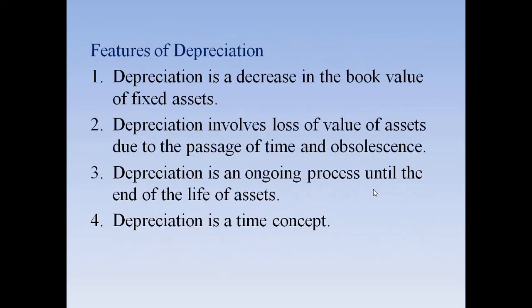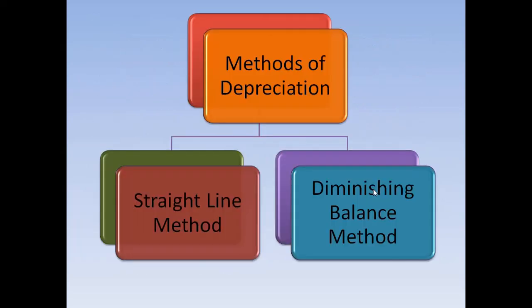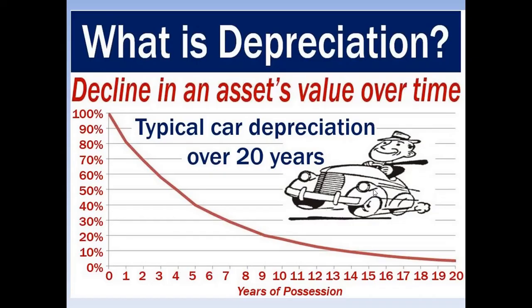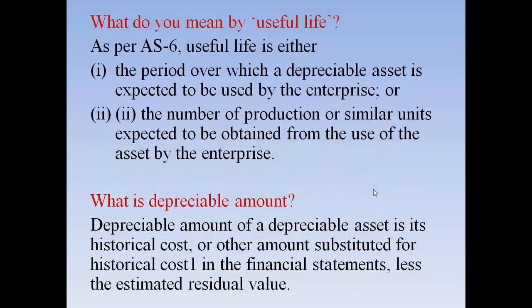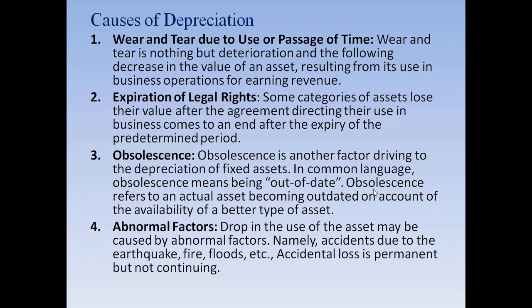These are the features. Now the causes of depreciation. Previously, you saw in this picture that the value of the asset was declining, isn't it? But why is it declining? There must be some causes. So what are the causes of depreciation? The causes of depreciation are, number one, wear and tear due to use or passage of time.